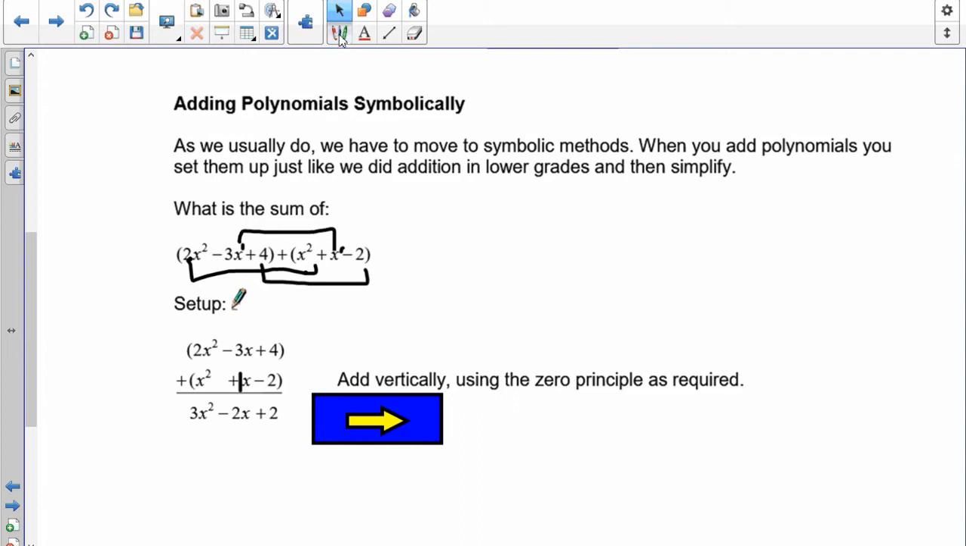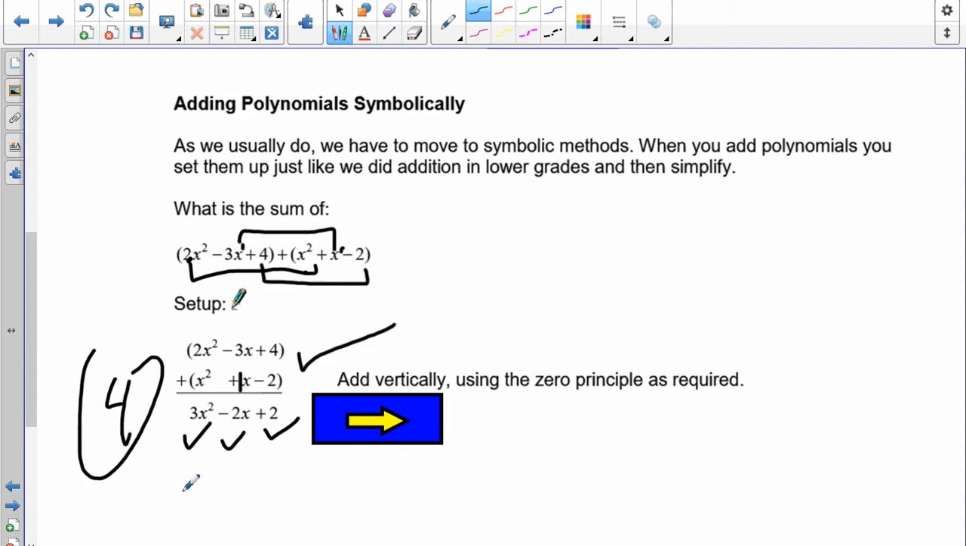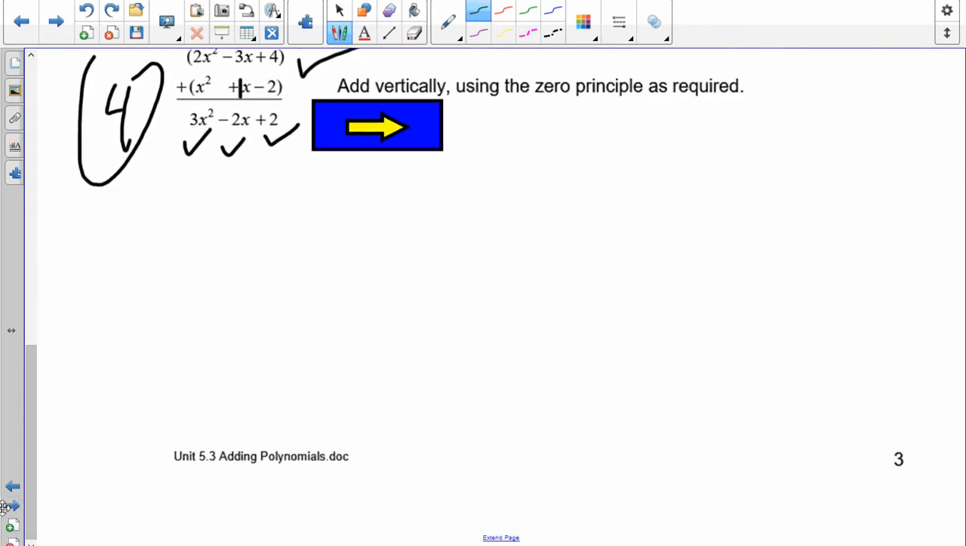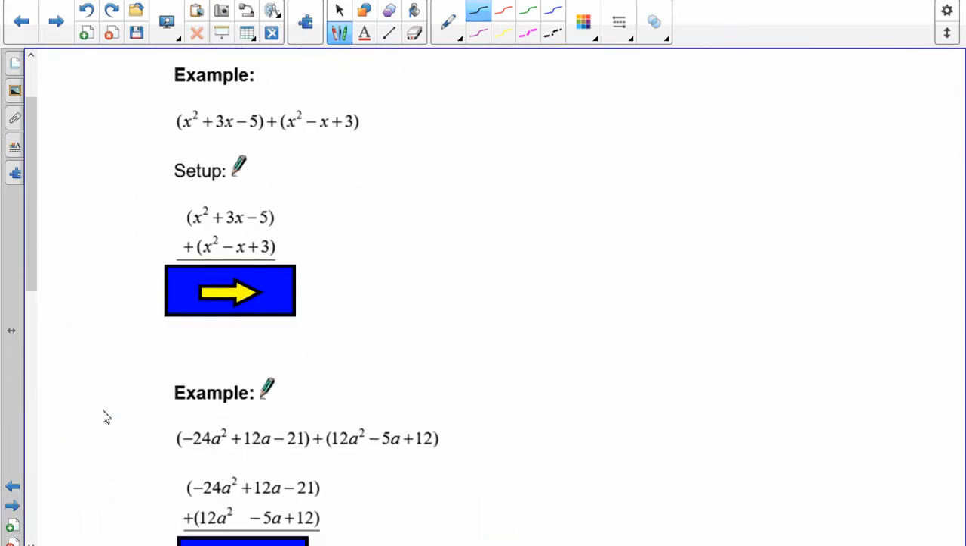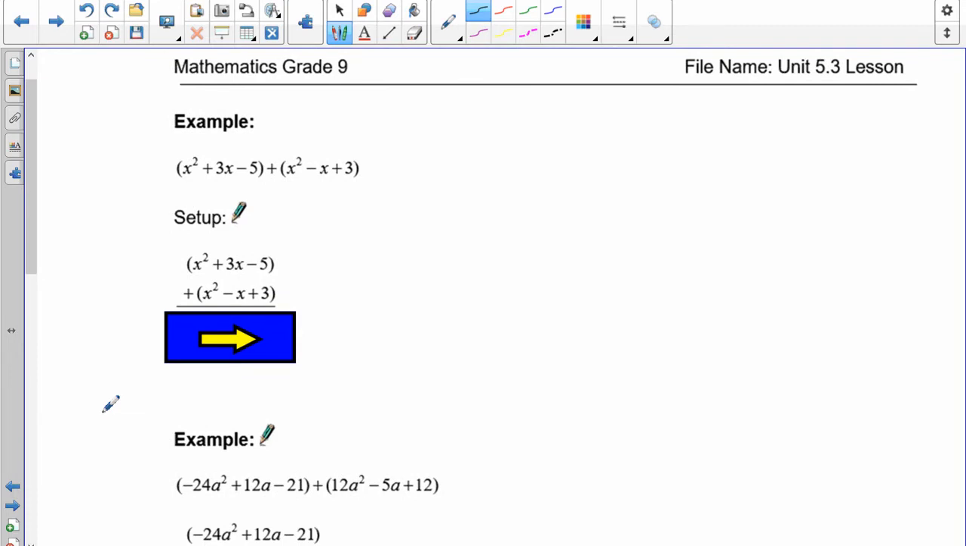Now, in this situation, because we don't have tiles, what I'm looking for is your setup. And then, of course, 1, 2, 3. So we're talking about 4 marks or something like this. Moving on to the next one. All right, I want you to try this one. I've already set it up for you, so all you have to do is just do the addition. So pause the recording and do the addition.